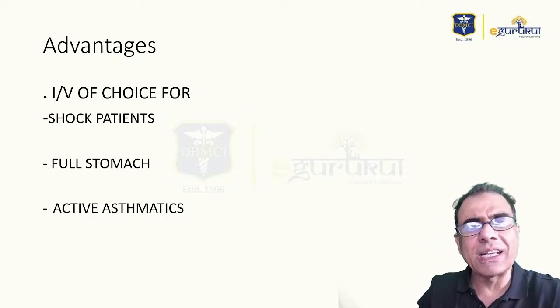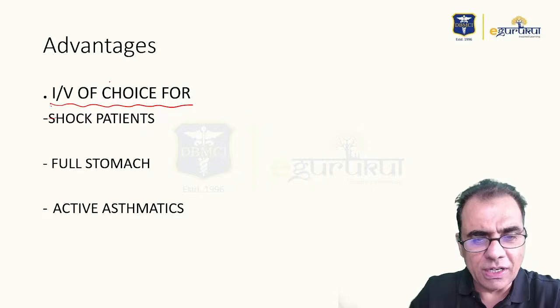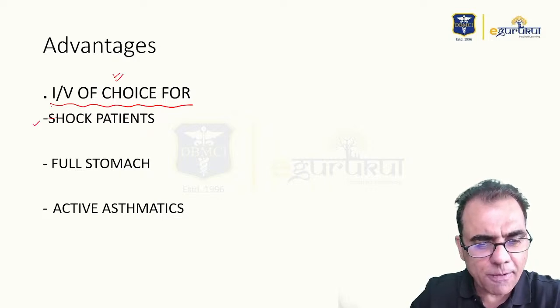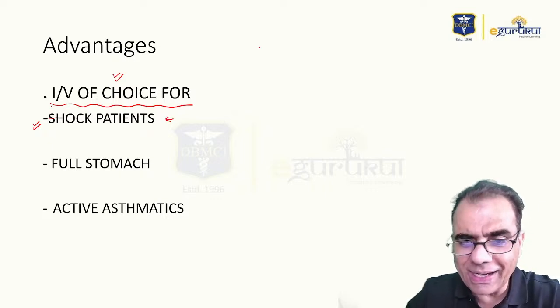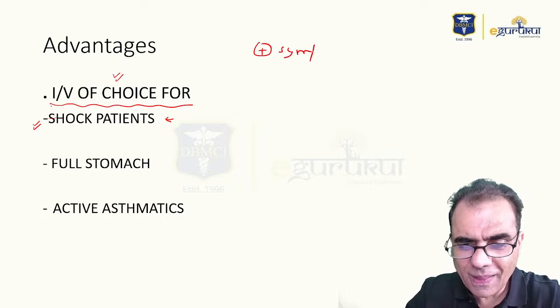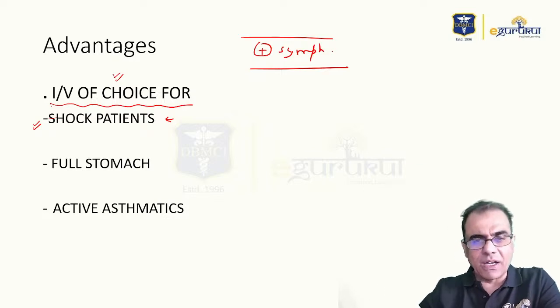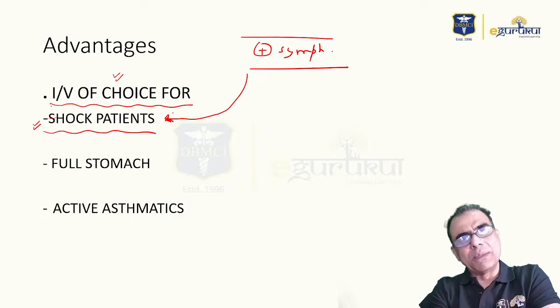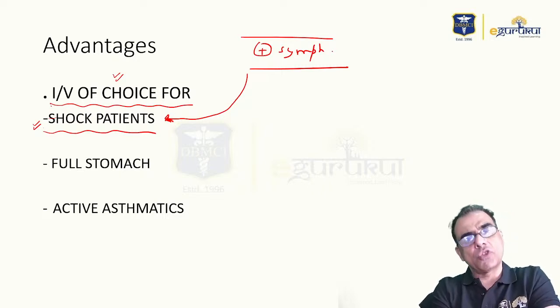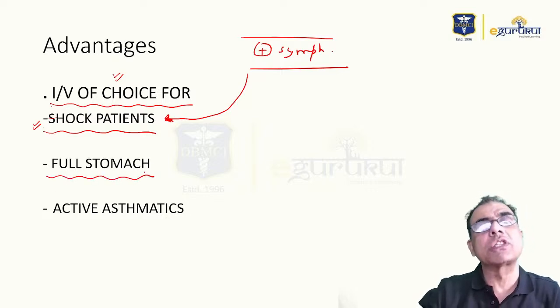So what are the advantages of ketamine? Or you can say, what are the uses of ketamine? It is the IV agent of choice for shock. Why? Because ketamine actually stimulates the sympathetic system. By causing sympathetic stimulation, it increases the blood pressure, making it the IV agent of choice for shock patients.